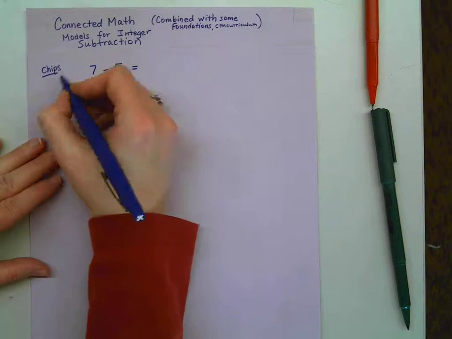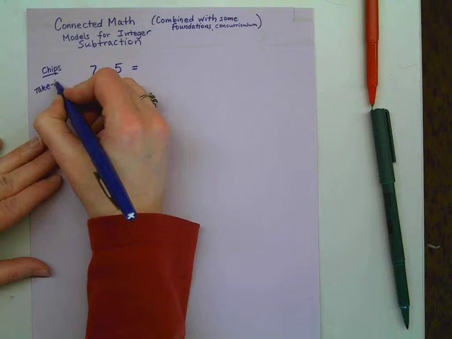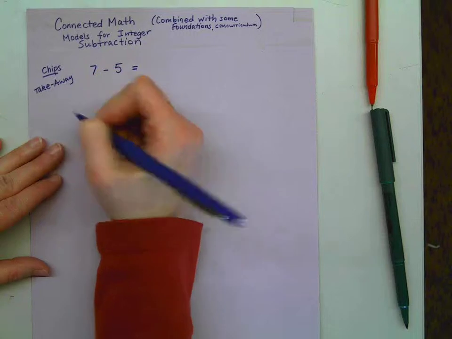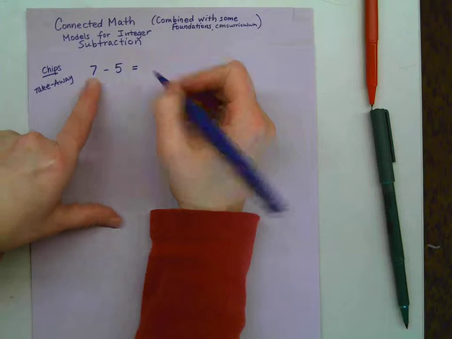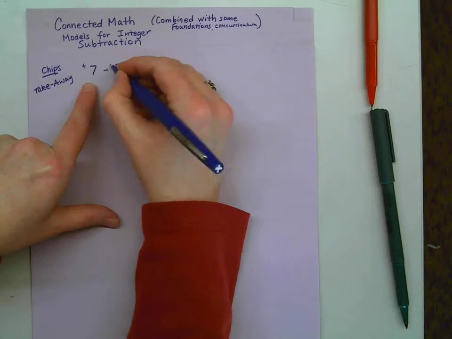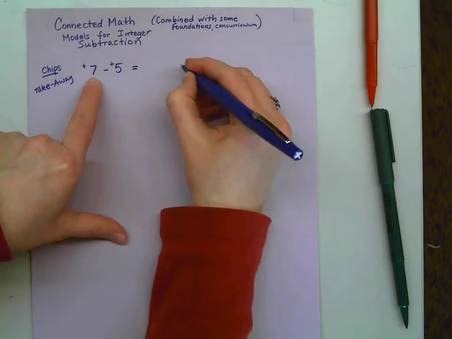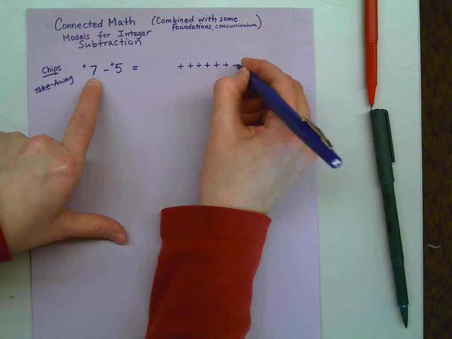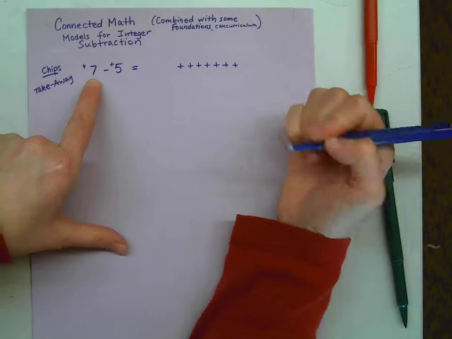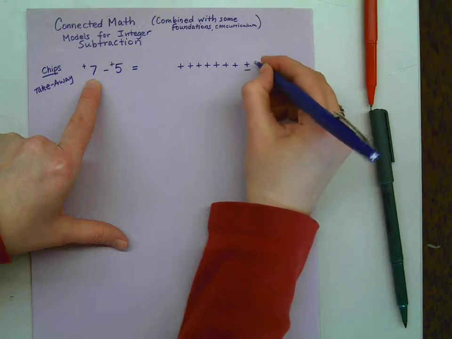We're also looking at the idea of a takeaway model here. So on the chips, I will be identifying which chips are going to be taken away or removed from the board. Both of these values are positive. So when I start my board, I'm going to start with positive 7 chips. 1, 2, 3, 4, 5, 6, 7. And then, because later it'll make more sense, we're going to add in some neutral values.